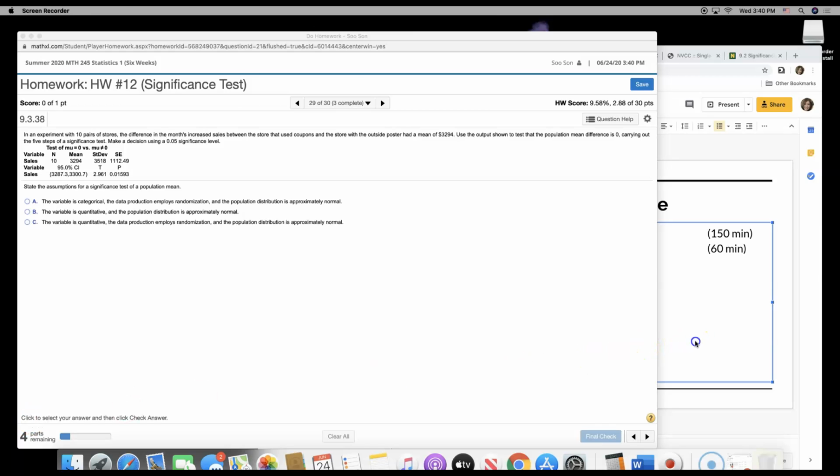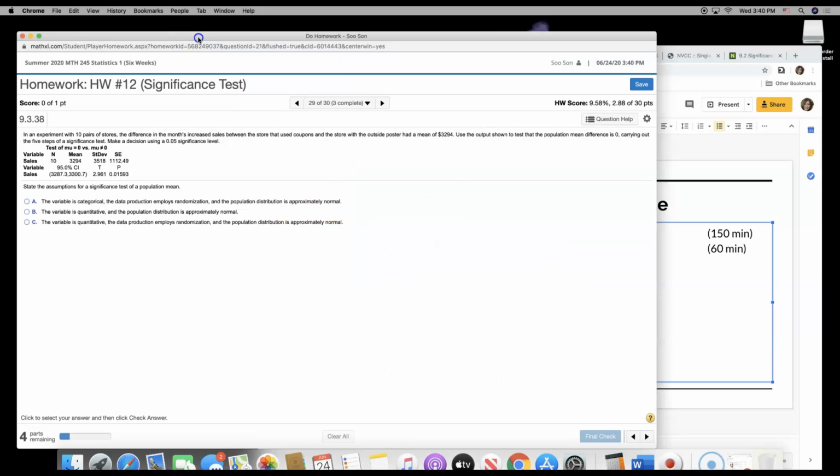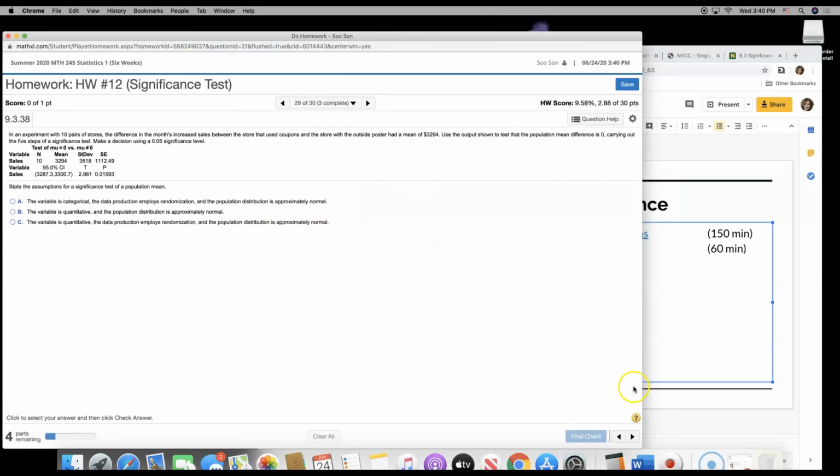I just realized that I assigned some mean homework for number 12, but I think they're beautiful problems, but they are definitely multiple parts. I'm going to go ahead and do number 29, and I'll just go backward.